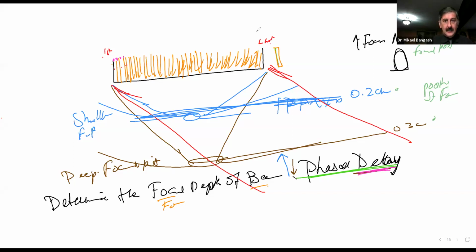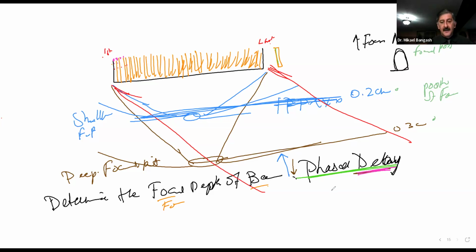So what they mainly say is that for a shallow focal point, or if we want to focus at a shallow point, the beam is being steered in this direction here. When we focus at a shallow point, there is going to be a greater phase delay, which mainly means there will be a greater interval between firing of this PCT to the neighboring PCT.